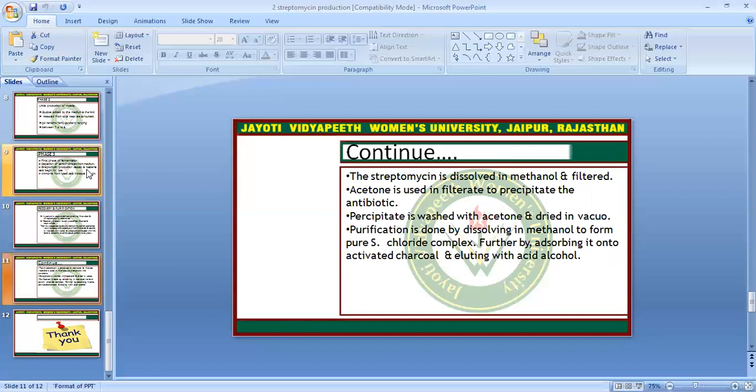Then after dryness, we isolate streptomycin by dissolving in methanol and filtering with acetone. Then we carry out a purification process with methanol and with the calcium chloride complex.